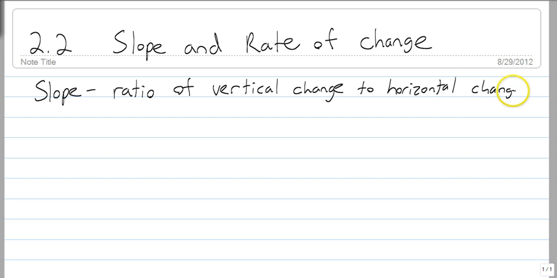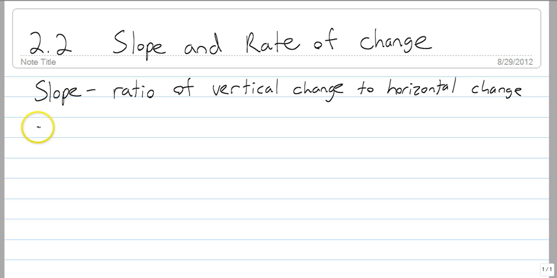Alright, and this applies to not just x's and y's, but anything. For example, rate of change is referring to any real world situation. I could say that for every $5 I increase the price, the demand for an item goes down by 3 items. That is a rate of change.